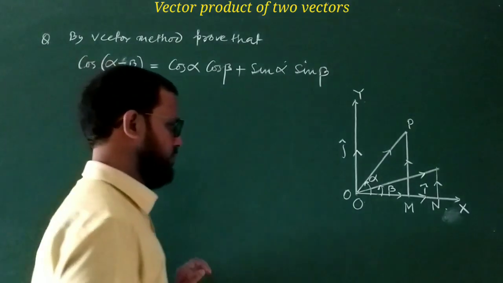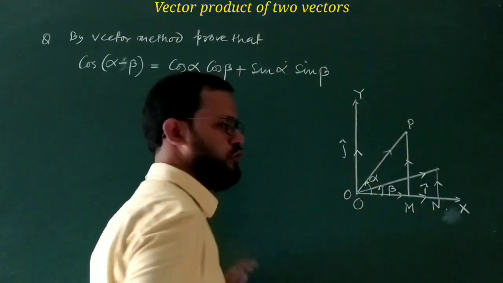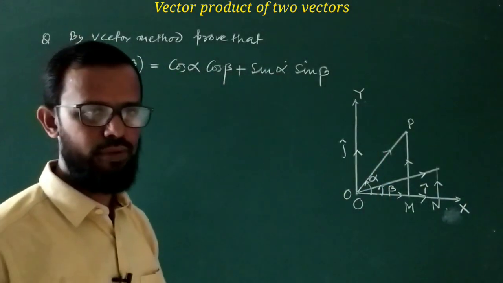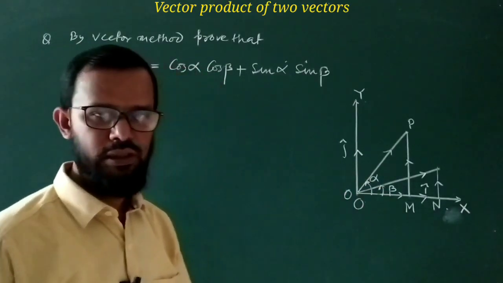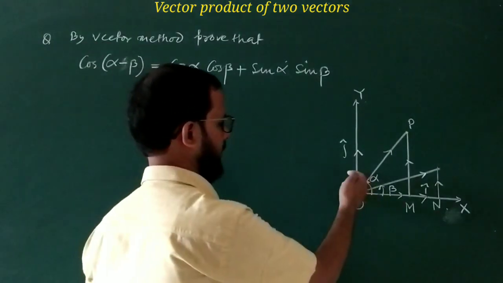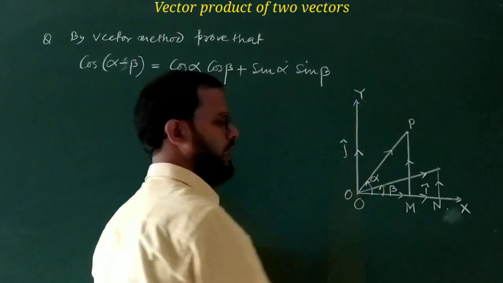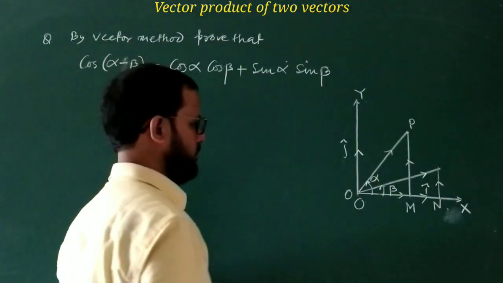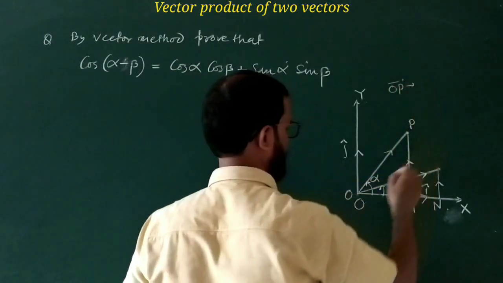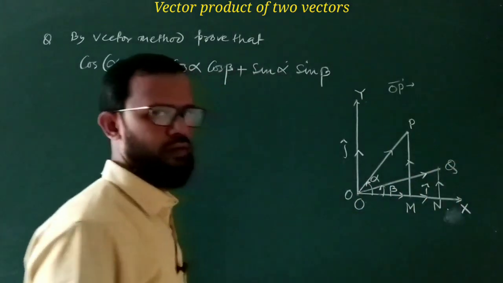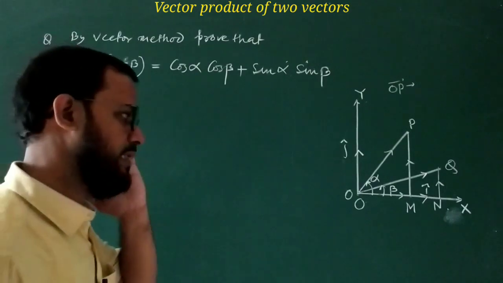And here we see what we do. First we suppose that OX and OY are two mutually perpendicular directions. Two mutually perpendicular directions means they are at right angles. The angle is 90 degrees. So along OX, i cap is the unit vector, and along OY, j cap is the unit vector. And we suppose that OP is a unit vector, and OQ is another unit vector. Both are unit vectors, their magnitude is 1.